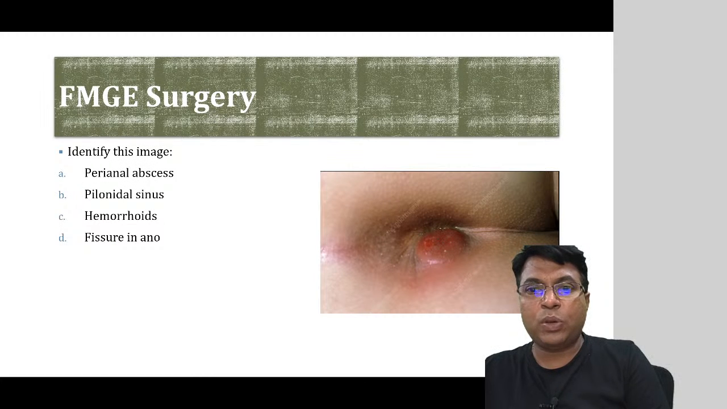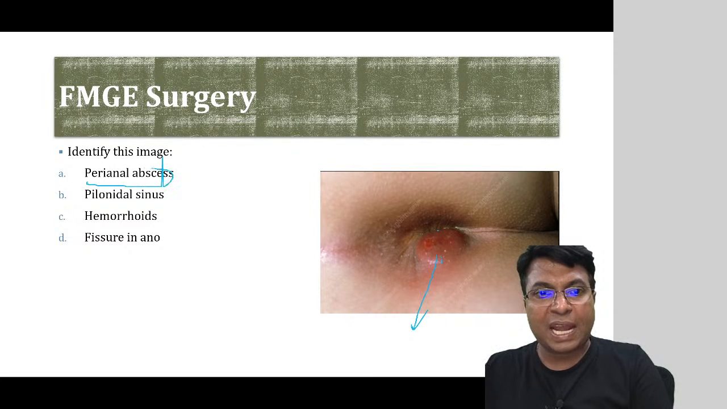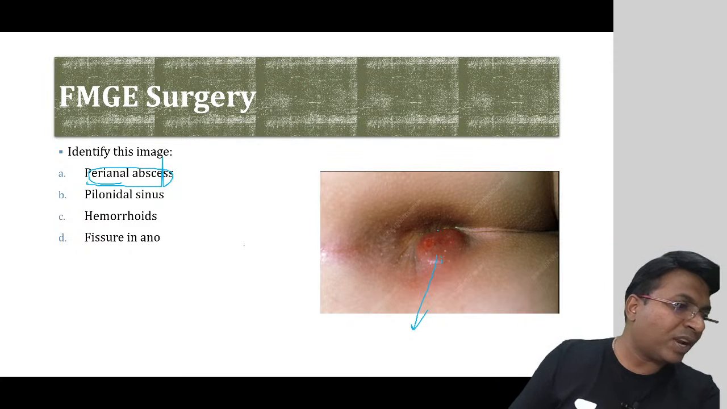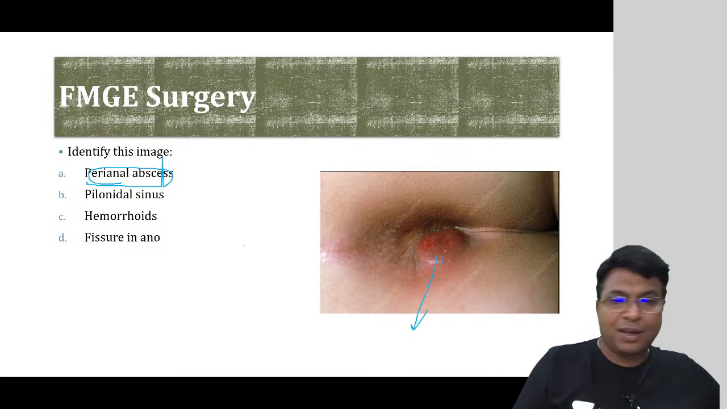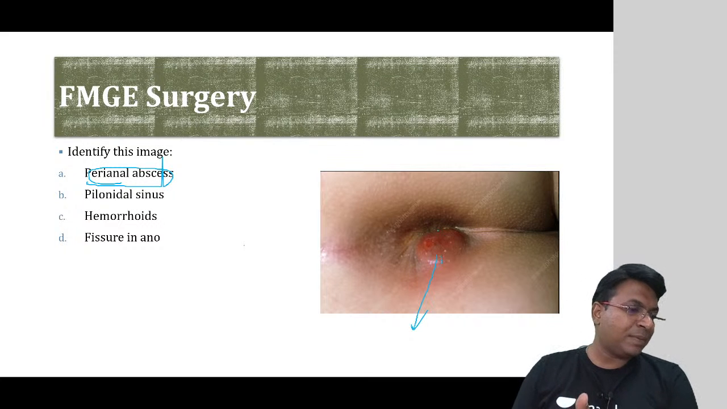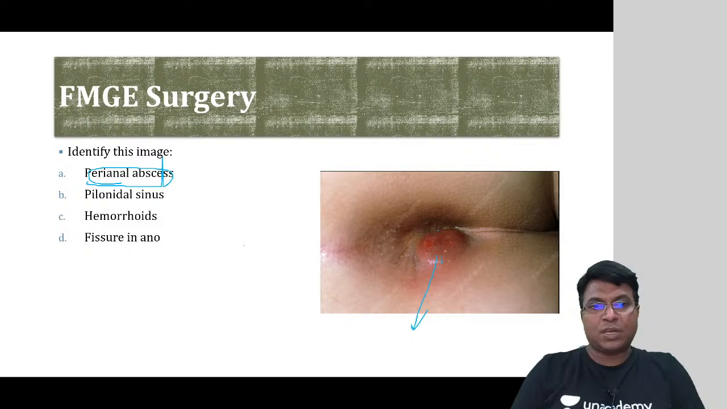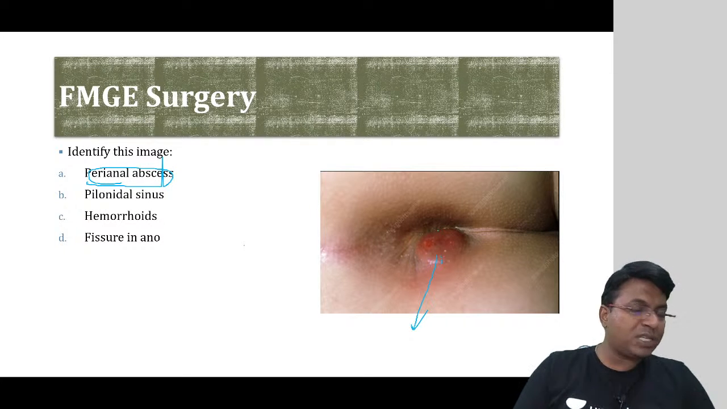This is a picture showing the anus with a painful swelling in the perianal region. What is this? It is a case of perianal abscess. I don't know how many of these are exact FMGE questions, and how many of you have actually attended the exam. But all these questions are recall questions by various students.